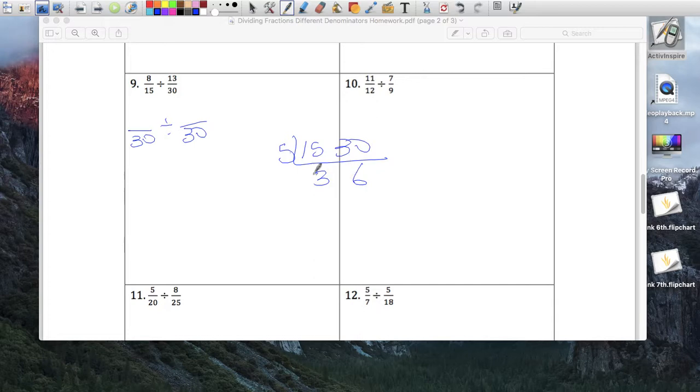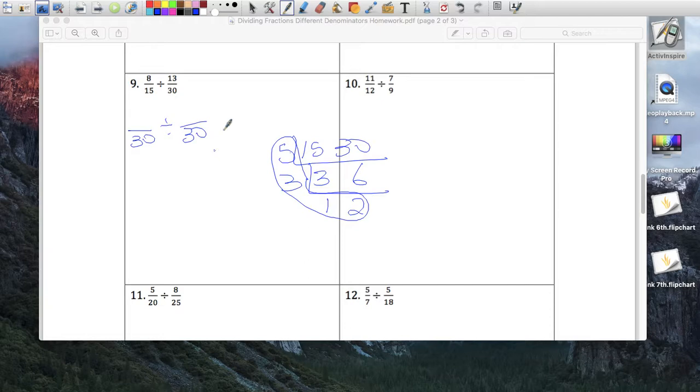Then we can go again. 3 goes into 3 one time, 3 goes into 6 2 times. So the LCM is the product of all these four numbers. 5 times 3 is 15, times 1 is 15, times 2 is 30. That's my new LCM.